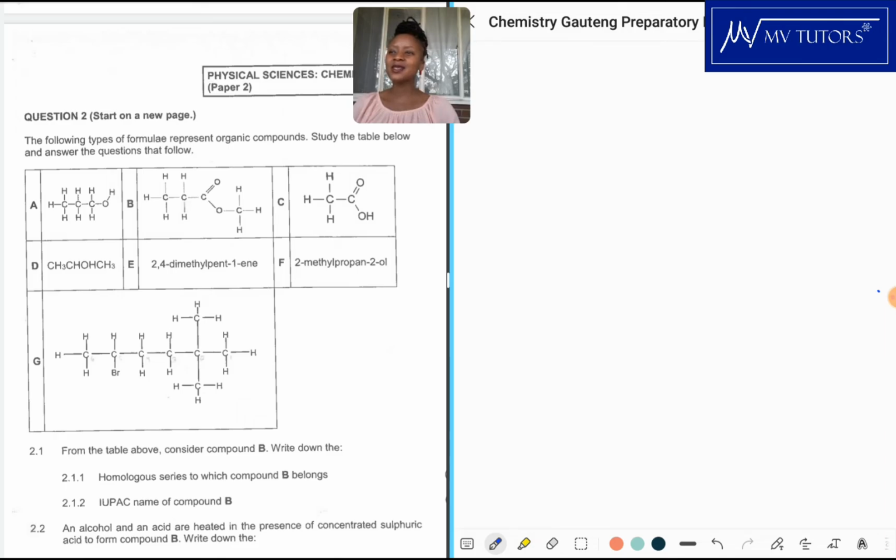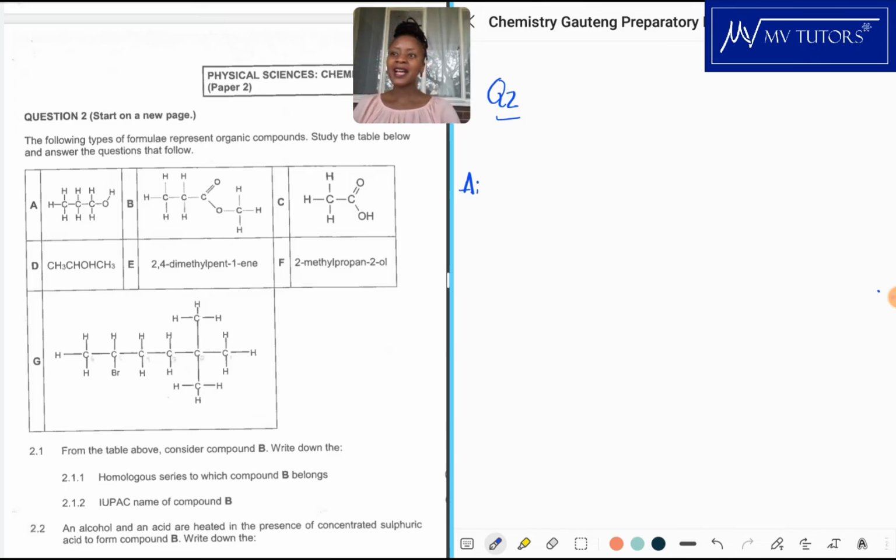Okay, so let's start. Question 2. It says the following types of formulae represent organic compounds. Study the table below and answer the questions that follow. So before I normally answer the questions, you know me, we go through the table, we see what's what, and then when we answer, things just flow. We have some time to discuss. We're not in a test situation where we want to go straight into the questions, right? So let me take you through it.